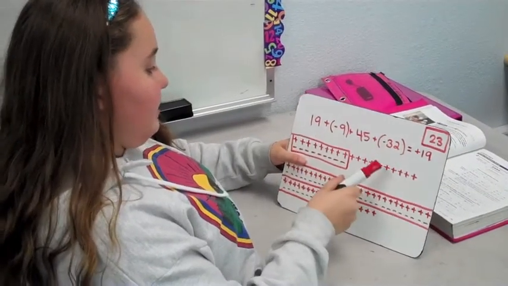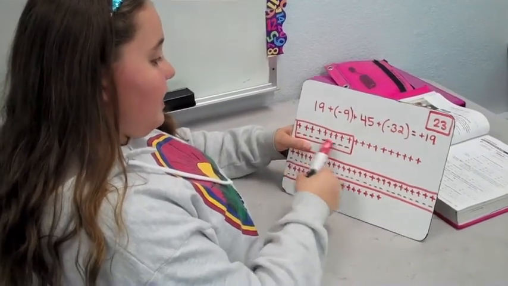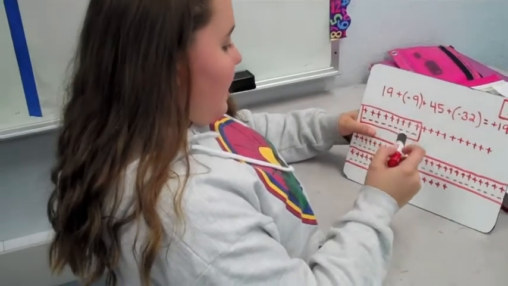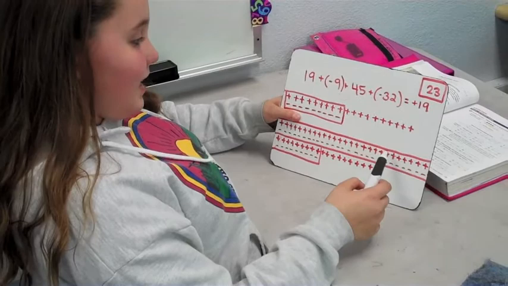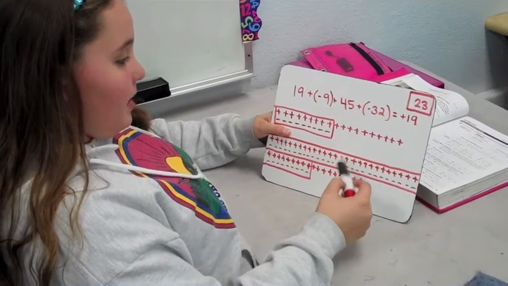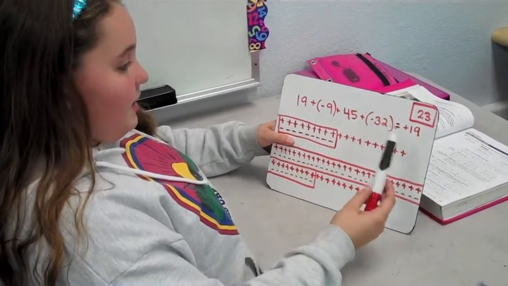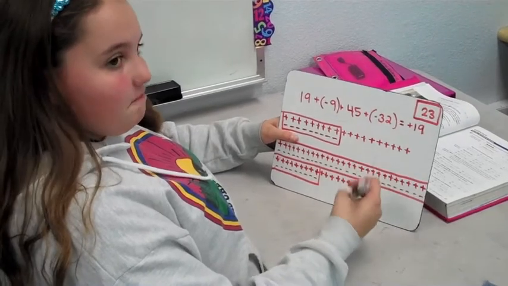19 positives and 9 negatives, and then I did 45 positives and 32 negatives, and I counted how many positives were left from each set, and it was positive 19.